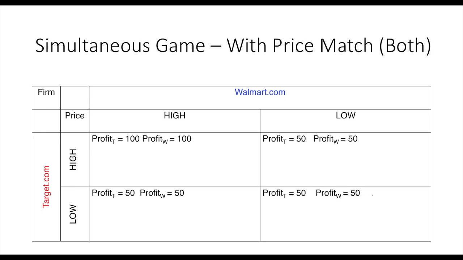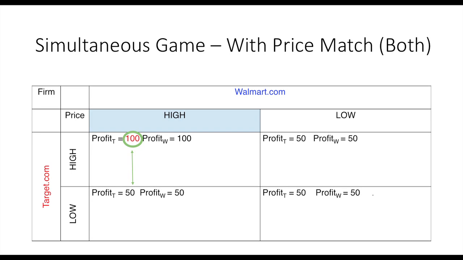Let's evaluate their options. Once more, we start with Target. When Walmart is set at high, Target must select high or low. Target will select high because it is higher profit. However, when Walmart is set at low, this time they both deliver the same profit for Target. As a result, Target has no preferential choice.